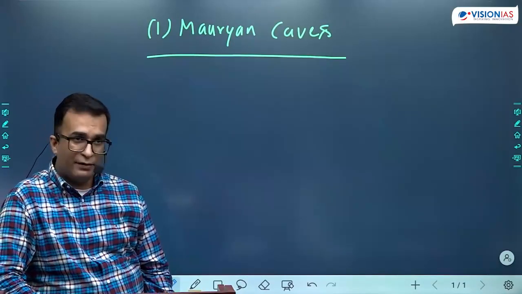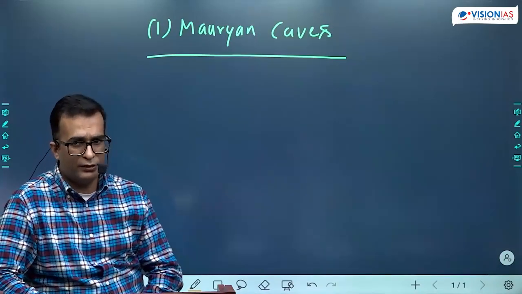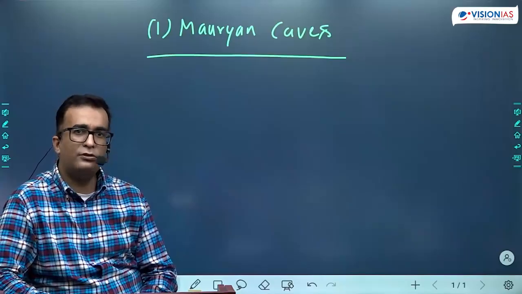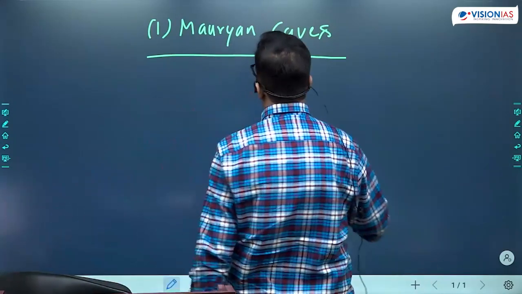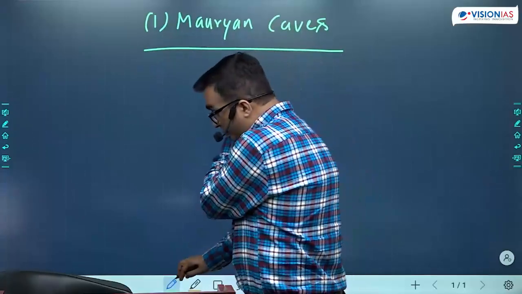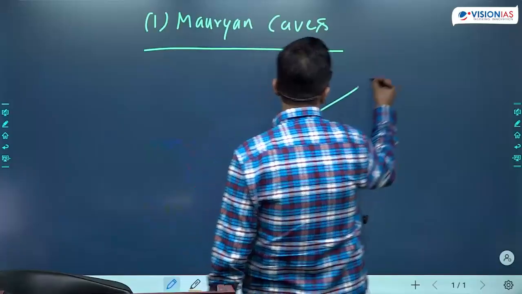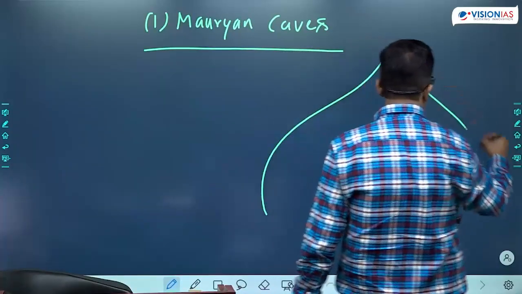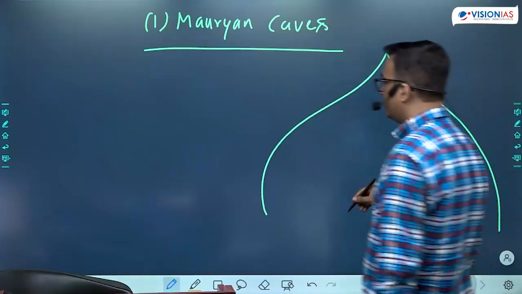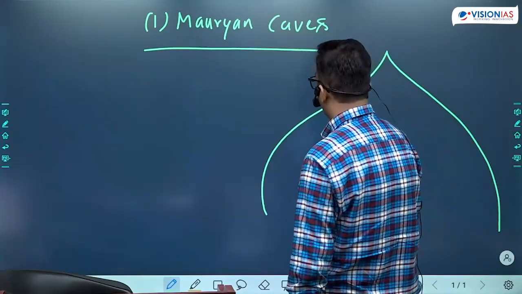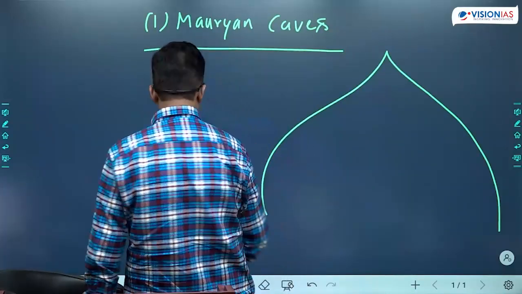Moreover, as far as the structure of these caves is concerned, they were highly decorated from outside, and polished from inside. If we look at these caves, there used to be a semicircular facade at the entrance. These semicircular facades used to look like this. And there used to be decoration on this semicircular facade, but apart from it, reticular panels were also made.